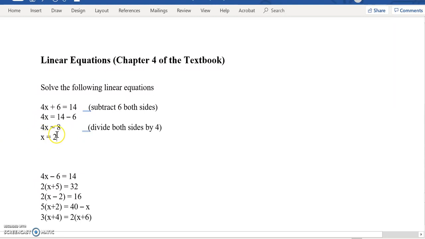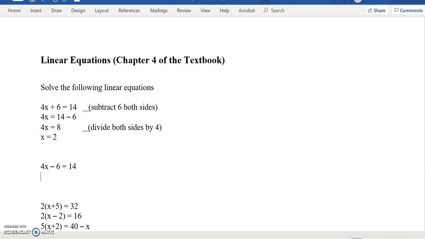A little trick you can do is go back to your starting equation and substitute in to see if it works. If I put 2 in where I see x, 4 times 2 is 8. 8 plus 6 is 14. And happily, that seems to work out nicely.